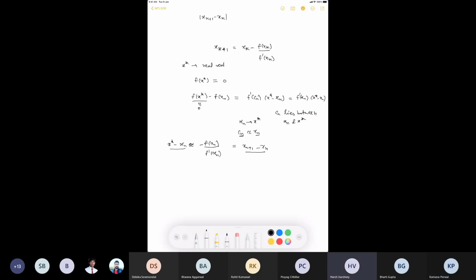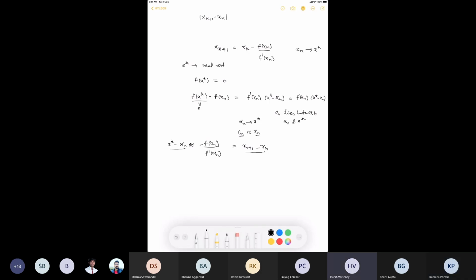Yes, ma'am. How are we claiming that c_n is approximated by x_n? It is not necessary that x_n will converge to x star. No, but that is how we have it. We proved in the last class that the sequence of iterations which we have formed here is going to converge to x star, right? This is what we have shown.